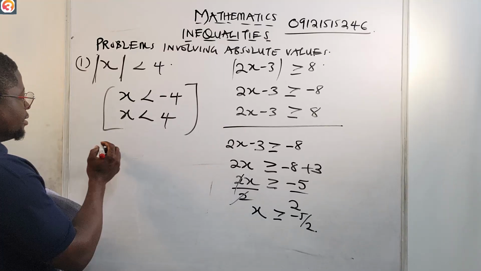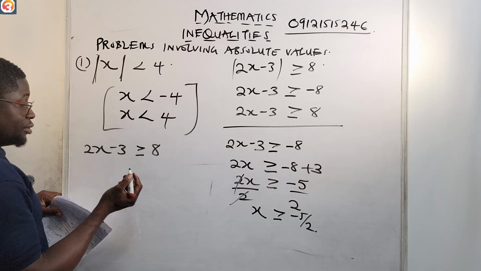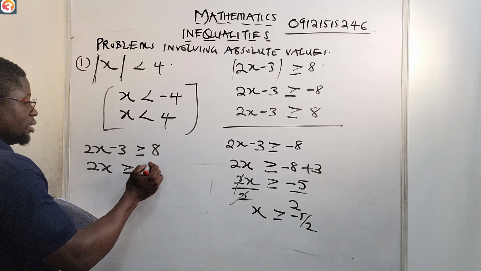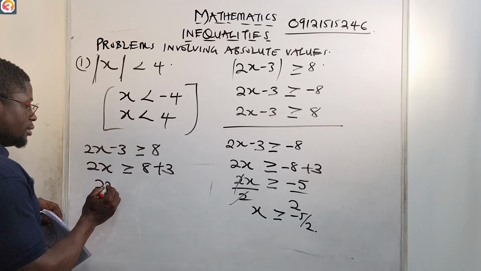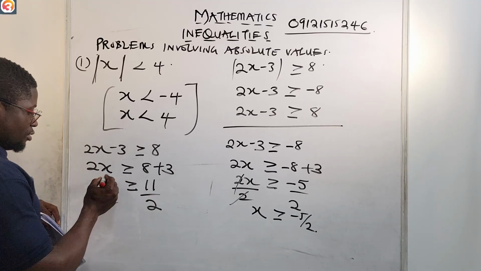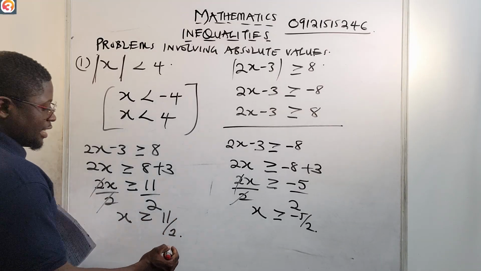Then for the other part, 2x minus 3 greater than or equal to 8. Minus 3 goes and joins his brother. 2x is greater than or equal to 8, minus 3 crosses over to plus 3. So 2x is greater than or equal to 11. Divide both sides by 2. 2 cancels 2. That means x is greater than or equal to 11 over 2. So these are our two values.